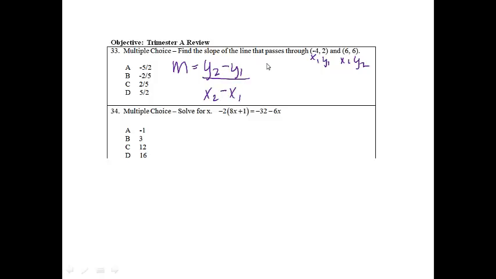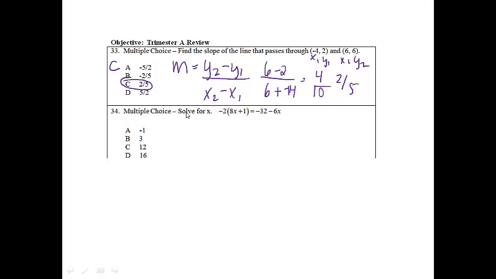y2 minus y1 would be 6 minus 2. x2 minus x1 would be 6 minus -4. So up top, 6 minus 2 is equal to 4. And then down below, that would turn to actually 6 plus 4, which would be 10. 4/10 is not an option, but 4/10 reduces to 2/5, which is option C.